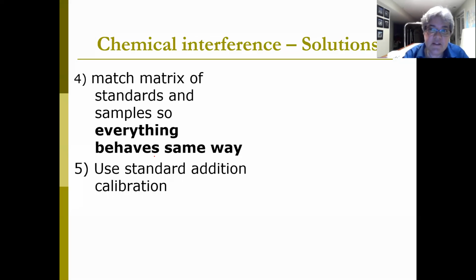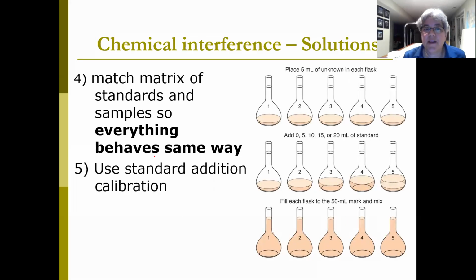Remember standard addition? Standard addition is where you take your unknown that has the interference, that has the problem, and we put that in your blank, and we put it in every standard, and now everything behaves the same way. Everything has the same problem, and now you can get a good measurement. Okay, so those are five things that you can try to do to fix chemical interferences.